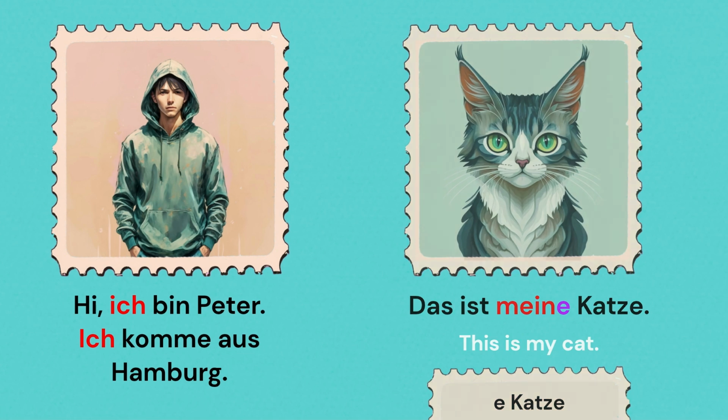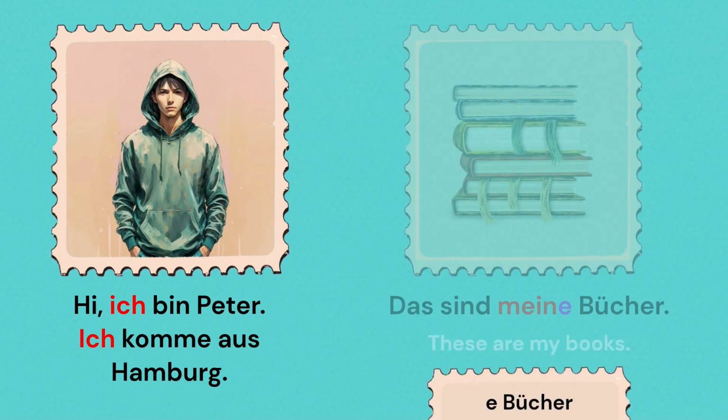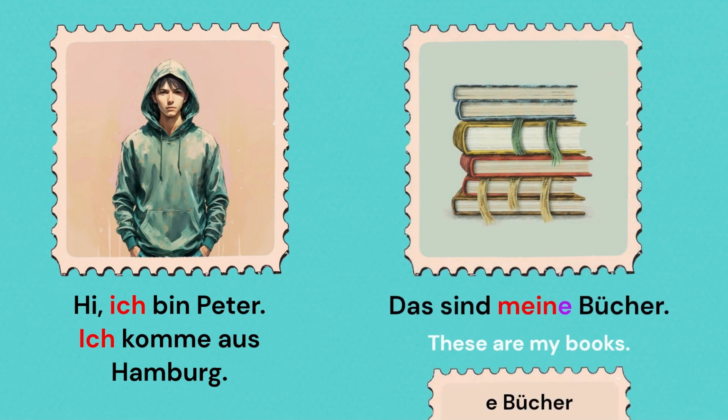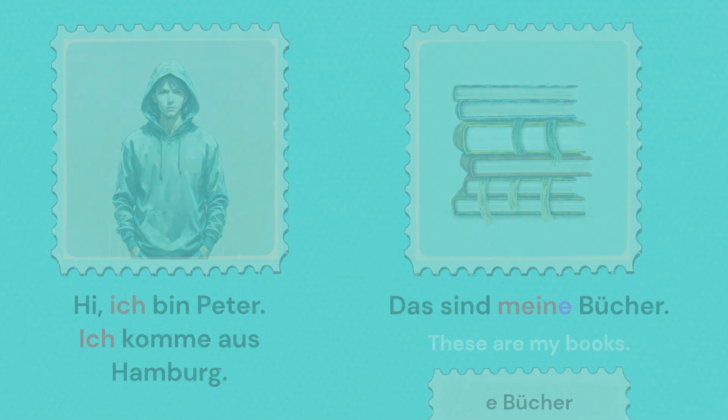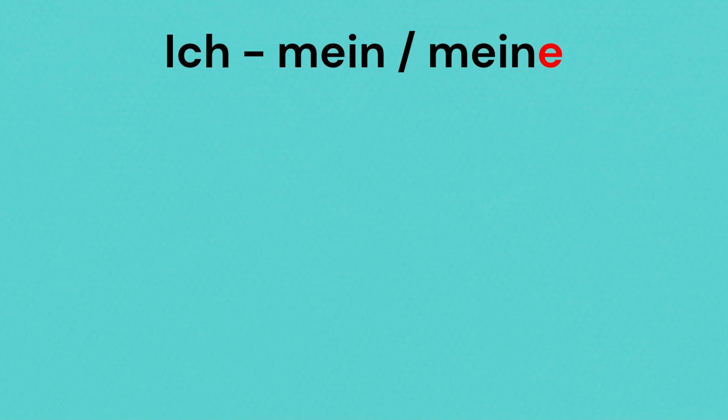Same goes for the plural. Die Bücher. Das sind meine Bücher. Even in the case of plural, when the article is die, the possessive article that is used is meine. So when you're learning possessive articles, you have to think of two things. Which personal pronoun needs a possessive article? In this case, ich. It could either be mein or meine.